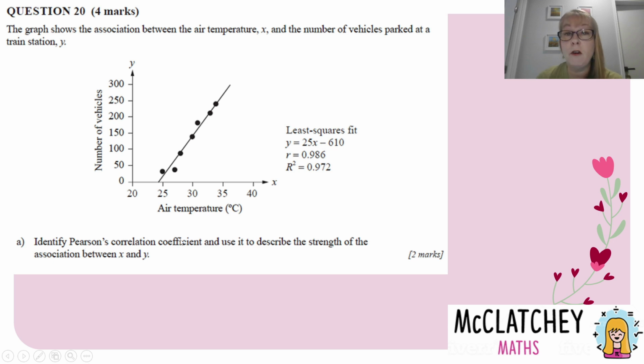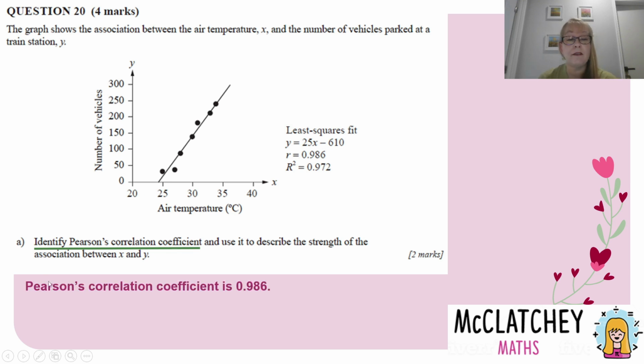Well, we know Pearson's correlation coefficient is R, so it's 0.986. They've put both on there to see if you understand the difference. R squared is the coefficient of determination. It's not the same as Pearson's correlation coefficient. So the value is R. And we use that to describe the strength of the association between X and Y. And we can see that because this is very close to 1, that it's going to be strong correlation. So all I need to simply write there is Pearson's correlation coefficient is 0.986.